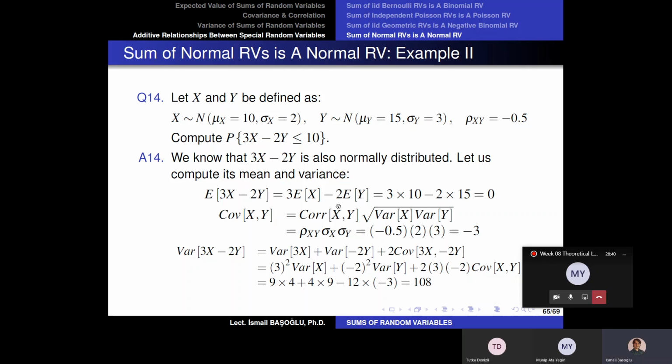Now I would like to determine its scale parameter. So in order to determine the scale parameter, I need to calculate the variance of 3X minus 2Y first. The square root of the variance is going to be equal to the standard deviation, which is going to be called the scale parameter.